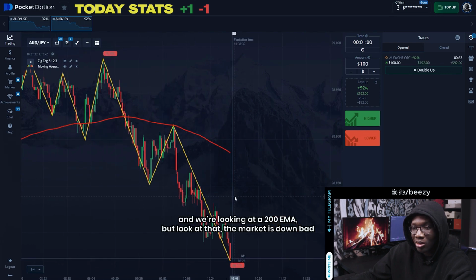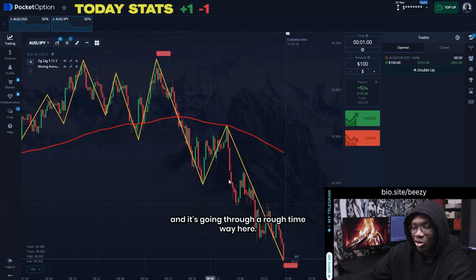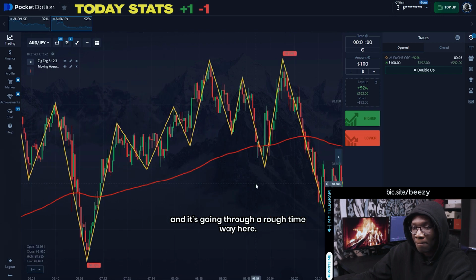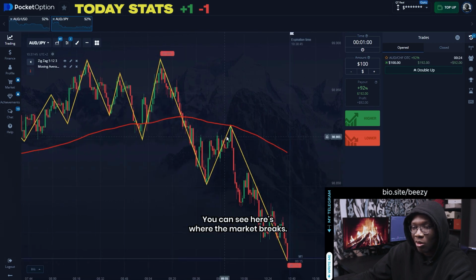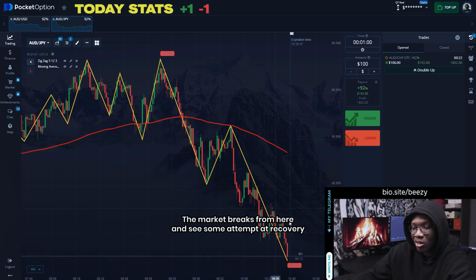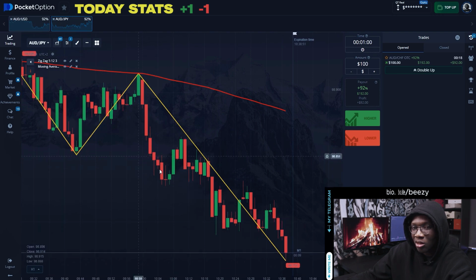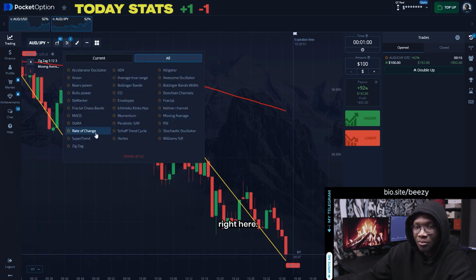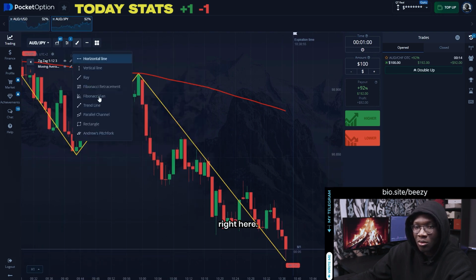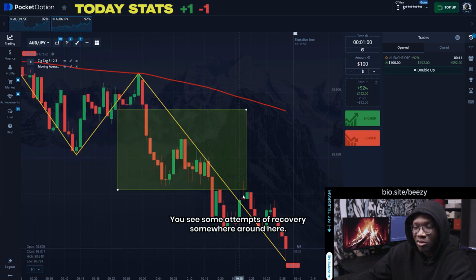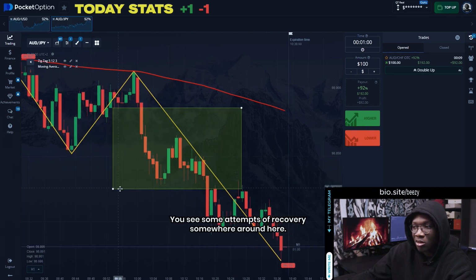And when we're looking at our 200 EMA, we're looking at the market is down bad and it's going through a rough time right here. You can see here's where the market breaks. The market breaks from here, and we see some attempts at recovery right here. You see some attempts of recovery somewhere around here.